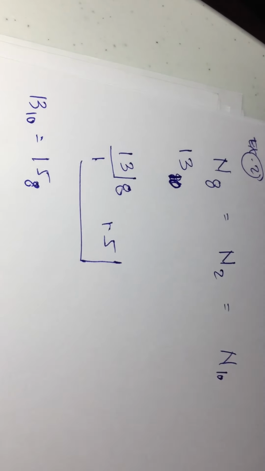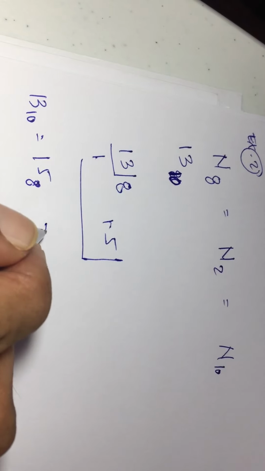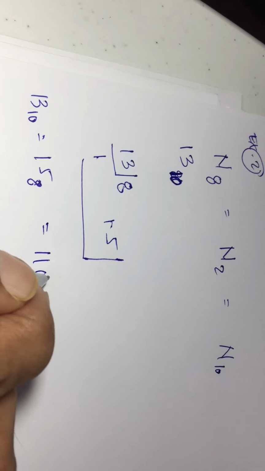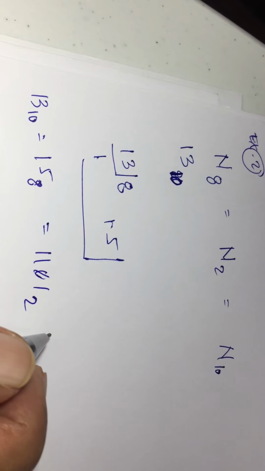In binary, so we have 13 divided by 2, there is 6. Remainder 1. 6 divided by 2, there is 3, remainder 0. Then 3 divided by 2, we have 1, remainder 1. So this is equivalent of 1, 1, 0, 1 of base 2. Okay?